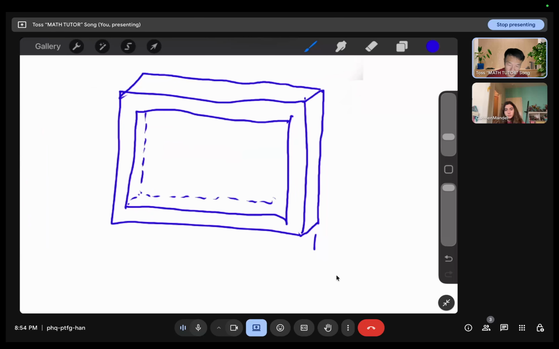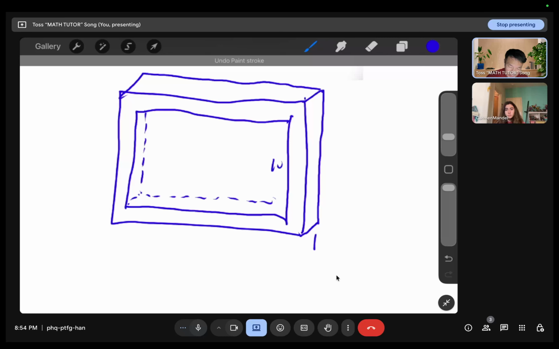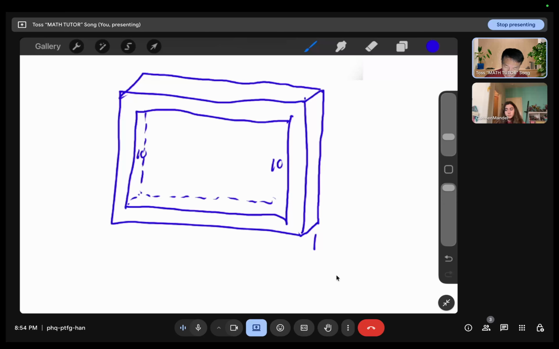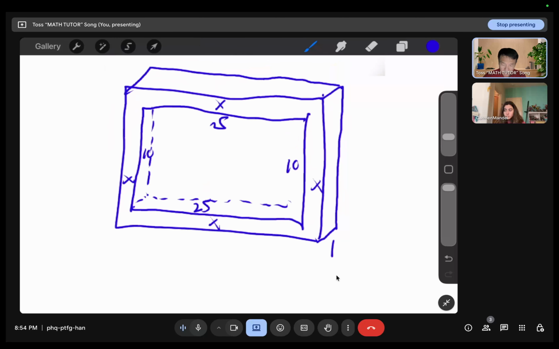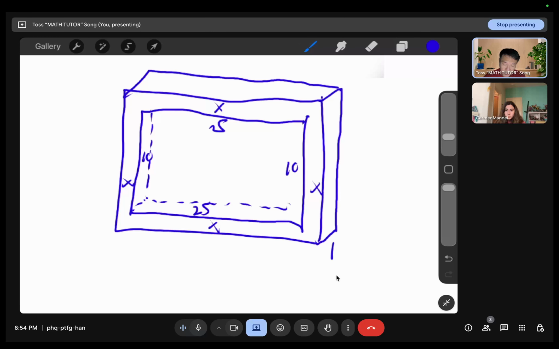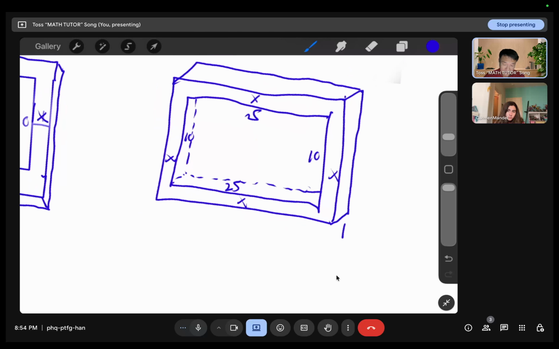So okay, 1 here. But then how do you do the rest of it? Well, it's 10 here. We know that 10 here. We know that it's 25 here. But that means this is going to be x, and this is going to be x, and this is going to be x, and this is going to be x. Okay, so if you were to do a volume formula for this picture, how do you do it?